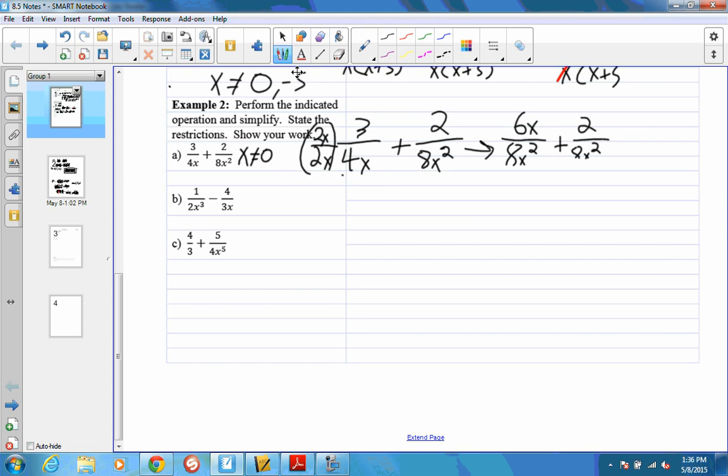Right, good. 1 over 2x cubed minus 4 over 3x. All right, first step. Factor. Can I factor this? No. Anytime you don't have a plus or minus, guys, you'll never be able to factor. Good, so let's find the least common denominator.